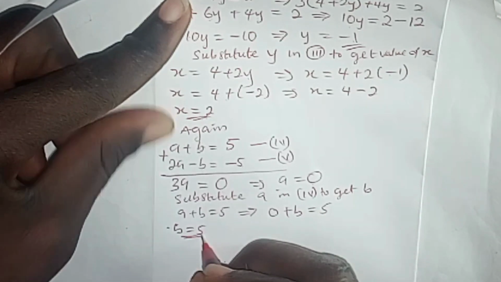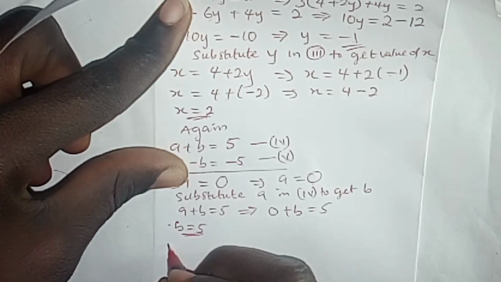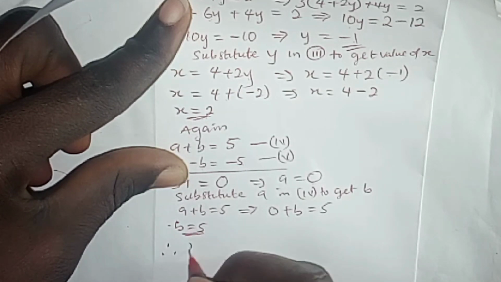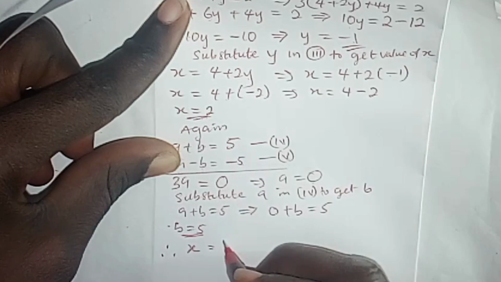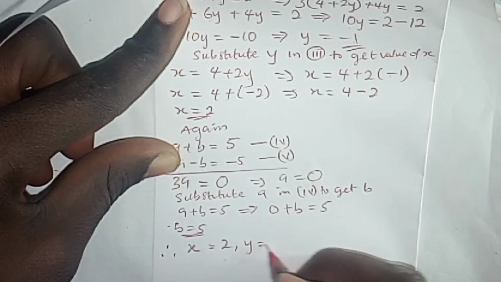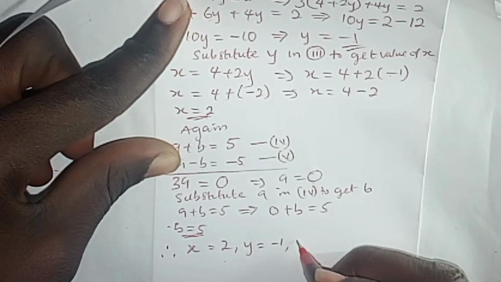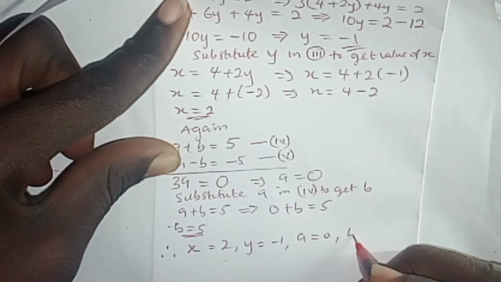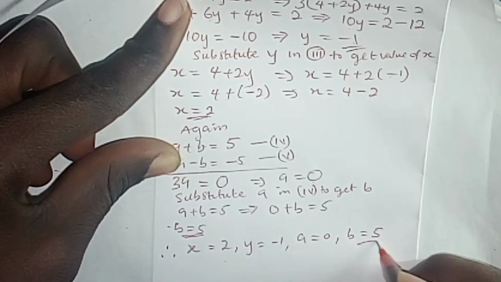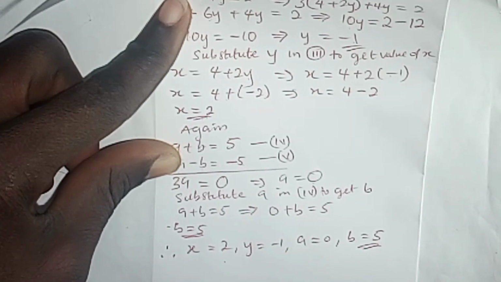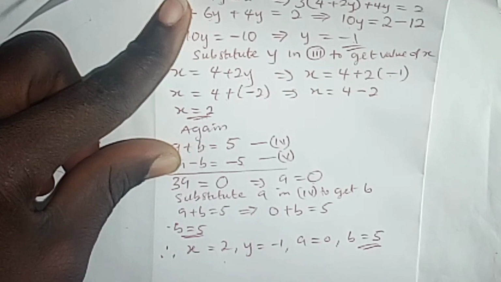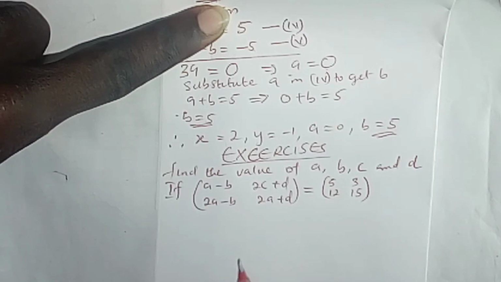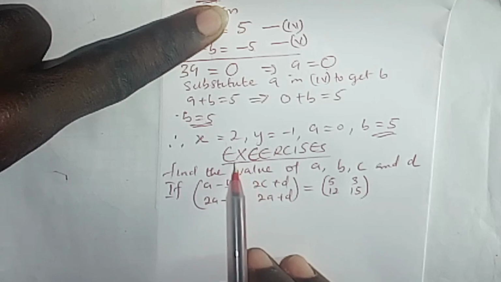Therefore, we have found all the values. We can see that x is equal to 2, y is equal to -1, and then a is equal to 0, and b is equal to 5. So these are the unknowns that we were asked to find from the matrix initially. So this is the exercise we are going to work on.